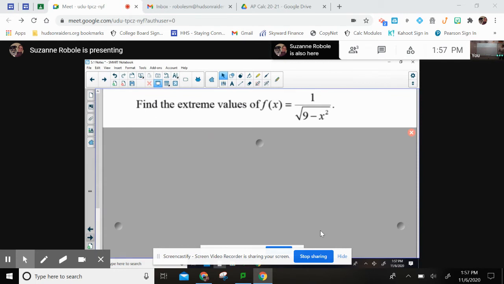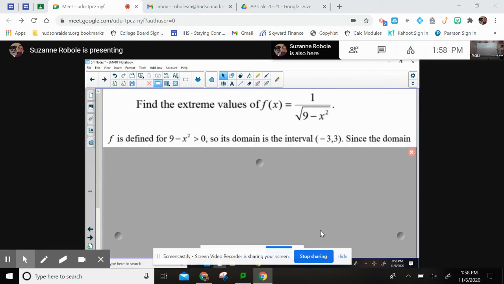All right, finally, we're finding extreme values. So maximums and minimums again. What's absolute, what's local, what do we have? So here is our function. f is defined for all values where 9 minus x squared is greater than 0 because it's the square root. So the domain is the interval between -3 and 3.